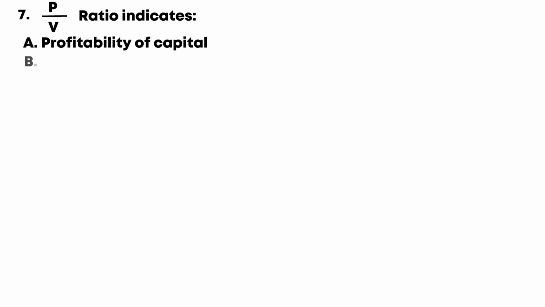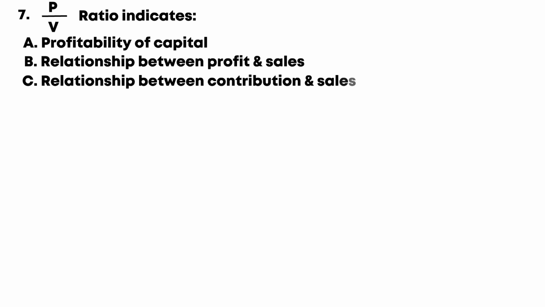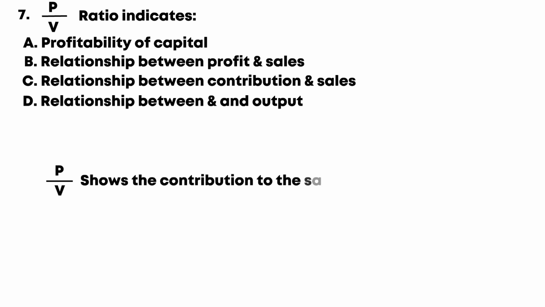Number 7. P by V ratio indicates A. Profitability of capital. B. Relationship between profit and sales. C. Relationship between contribution and sales. D. Relationship between cost and output. P by V ratio shows the contribution to sales relationship. The answer is C.